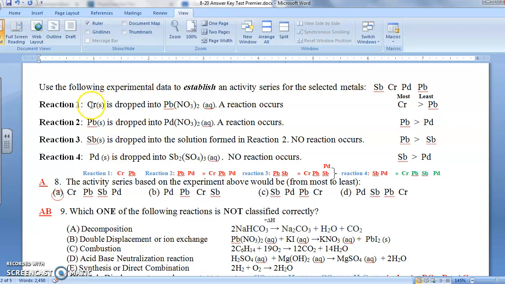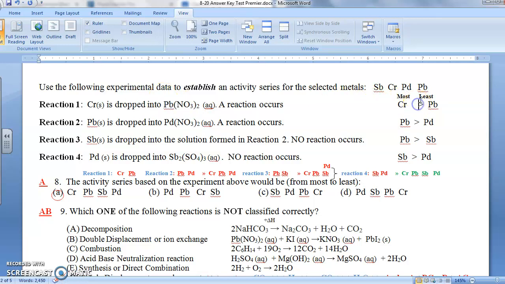reactions. In reaction number 1, they dropped a piece of chromium into a solution of lead 2 nitrate. How do I know it's lead 2 nitrate? There's a 2 after this. Nitrate is 1 minus, so they crossed a 2 down. So we have lead 2 ions floating around, we have nitrate ions floating around, and we see a reaction occur. What that tells us is chromium right here is more active than the lead that was floating around. Chromium forced lead to take its electrons, and lead precipitated out of solution.